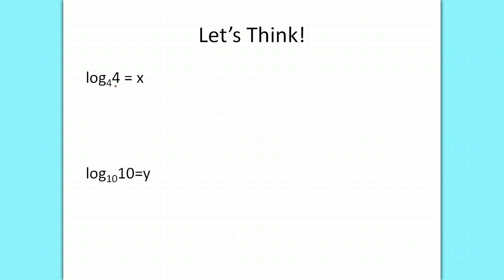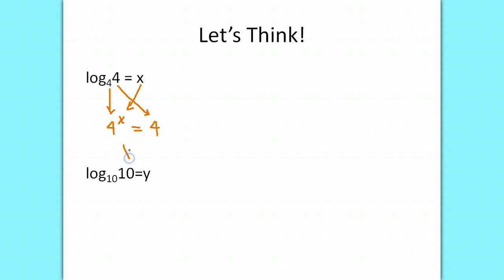let's write it in exponent form, and I think that will help you to see the answer a little bit better. So if we want to convert a logarithm to exponent form, this number is going to stay as the base. This number becomes, or in this case a letter, is our exponent, and then it equals the number that was inside of the logarithm. So if you think about this, it's saying 4 raised to what power equals 4?